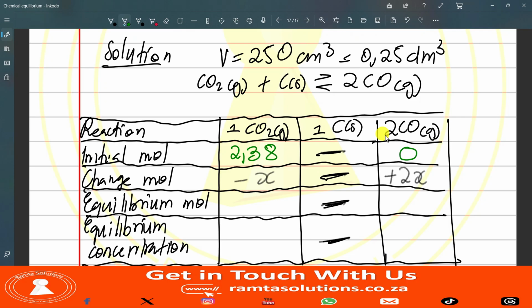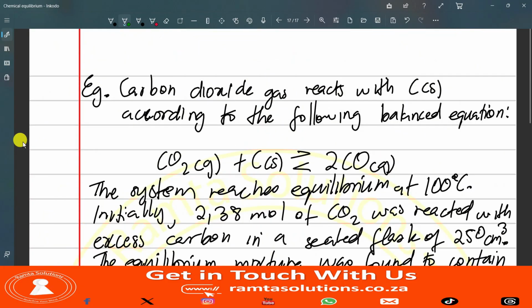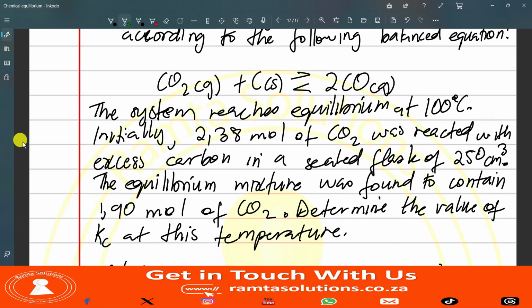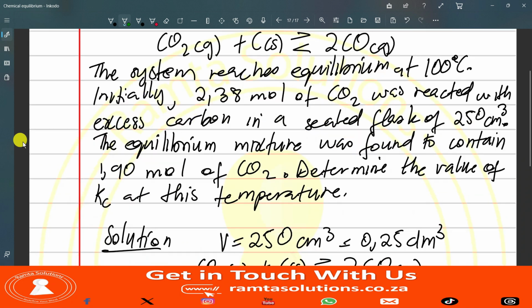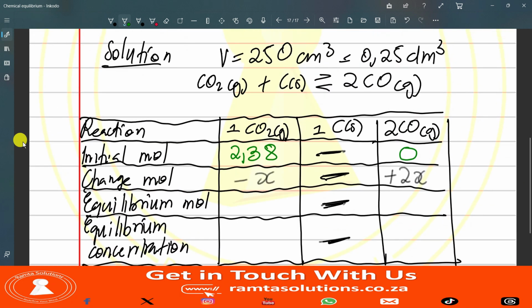Okay. And then they said to us at equilibrium, 1.90 moles of carbon dioxide was found. So we have the equilibrium mole of carbon dioxide. So we're going to put 1.90. Do you guys see that?